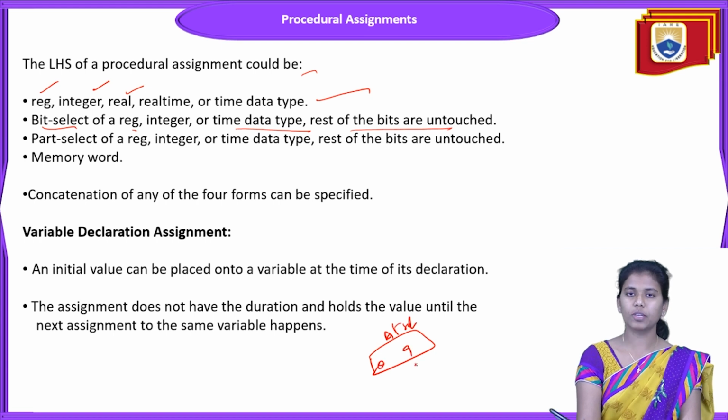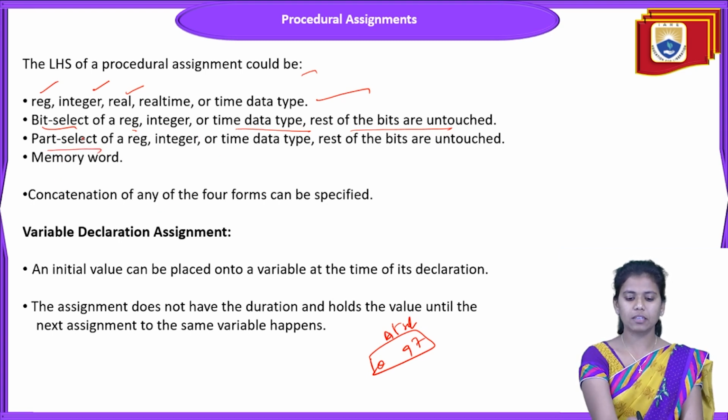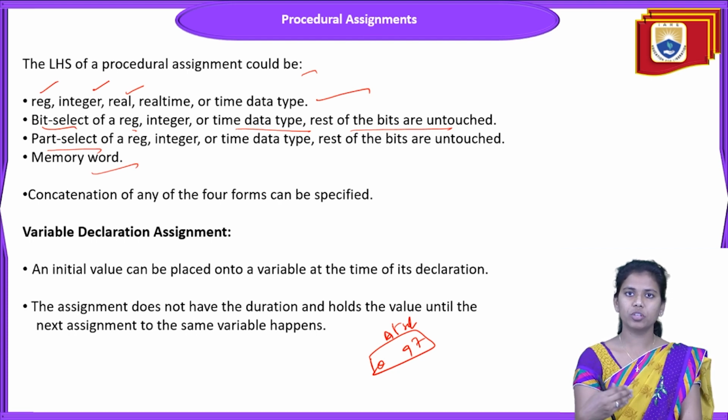It consists of 0 to 9 bits or 0 to 7 bits, and also register, integer, time data types, and all. And also part select. When it comes to the bit select, only a bit of a register, integer, time data type, and so on. The same thing will be seen in the part select as well. And coming to the memory word. So this is all we will see on the left hand side of the procedural assignment.